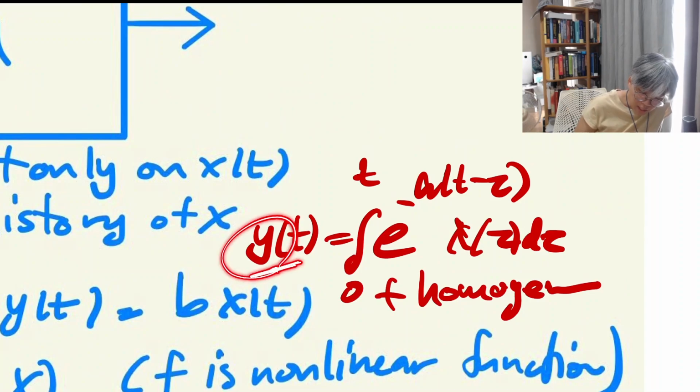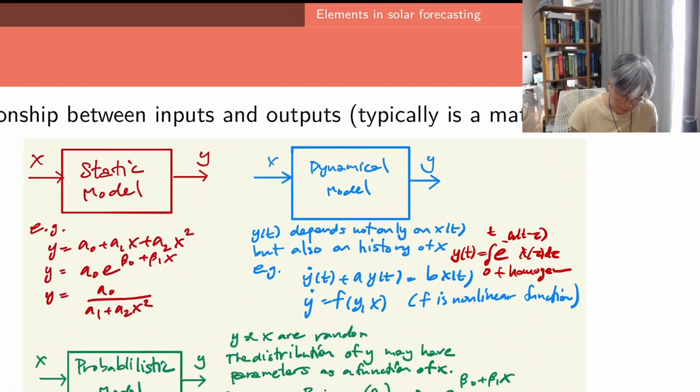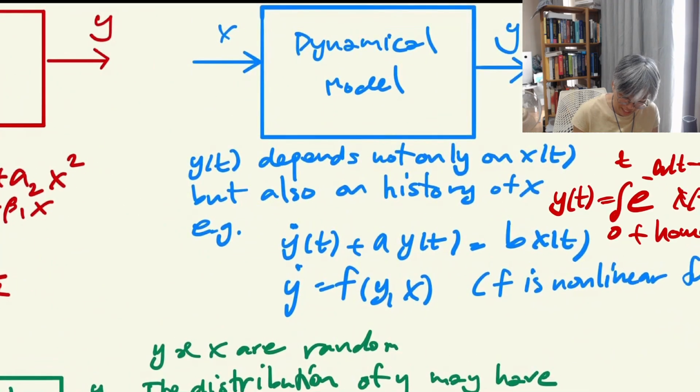So your y(t) is a collection of your past input x, because tau varies from 0 to t. Of course, the first order linear ODE can be extended to any state space, state equation, but it is nonlinear because generally f can be any nonlinear function.